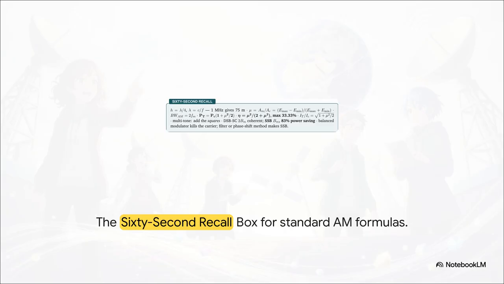Seriously, pull out your phone and take a screenshot right now. This 60-second recall box holds every single critical analog modulation formula you absolutely must have memorized before you even think about walking into that exam hall. From your antenna height formulas to your modulation index limits, all the way to your multitone power additions. If you drill these until they become pure muscle memory, you are practically guaranteeing yourself a higher rank.